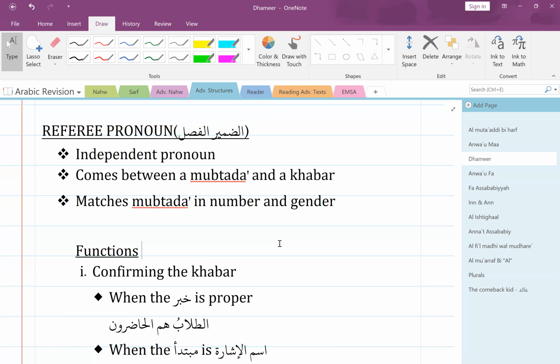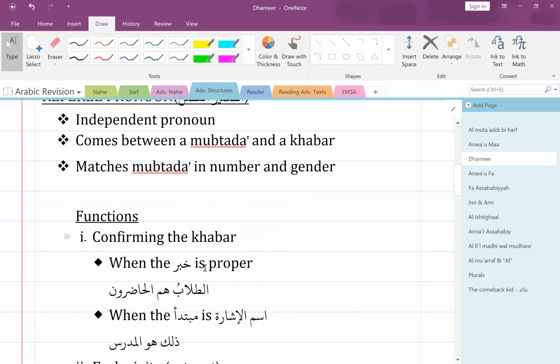So in the name, you can see referee pronoun. It referees between a mubtada and a khabar. It comes in between. So it's kind of like a referee in between a mubtada and a khabar, and it has to match the mubtada, whatever came before it, in number and gender. Okay, so that's basically when you see a situation that looks like a mubtada and a khabar, and in between there's a pronoun, then that pronoun is your referee pronoun. The mubtada remains a mubtada, the khabar remains a khabar, and this dhamir does something extra. Let's see what it does.